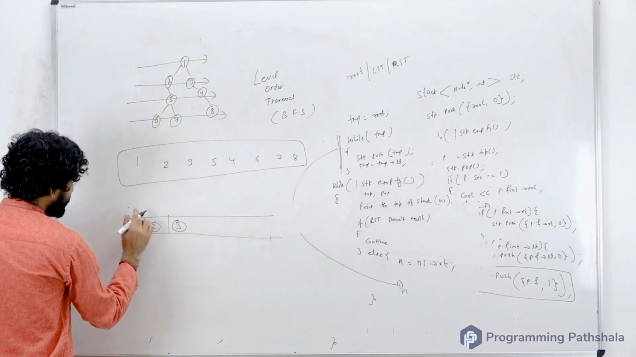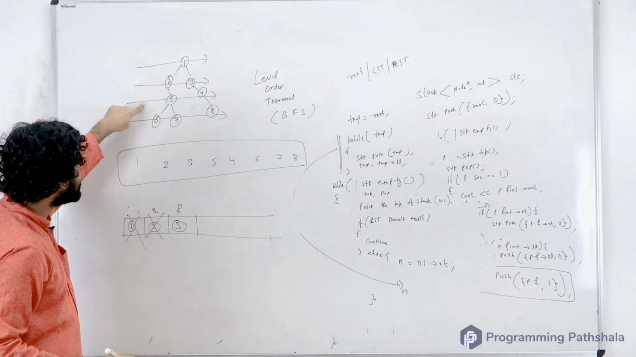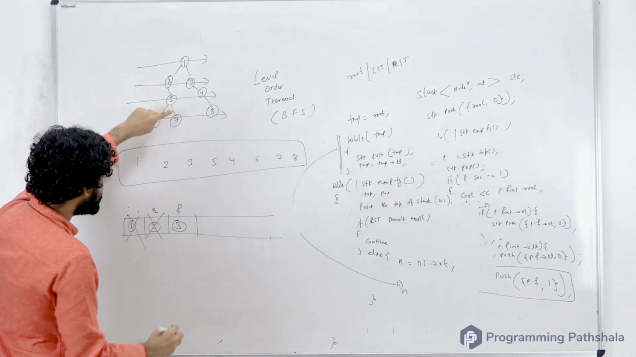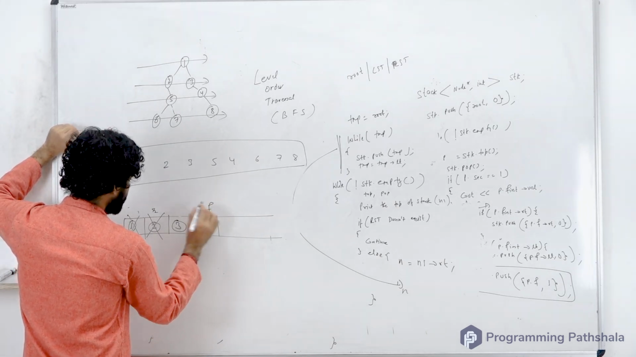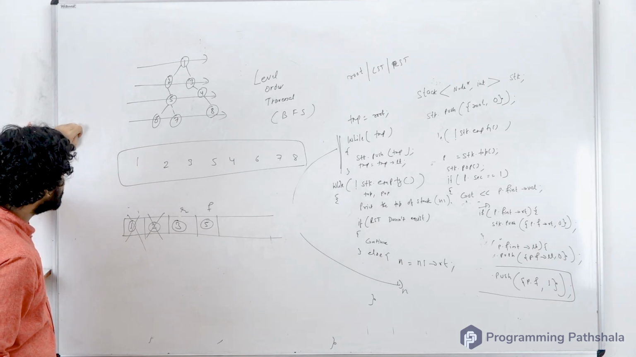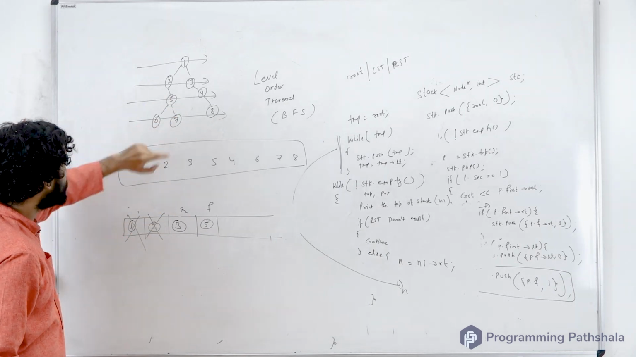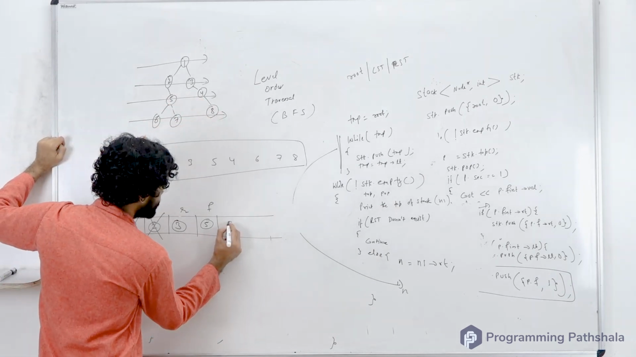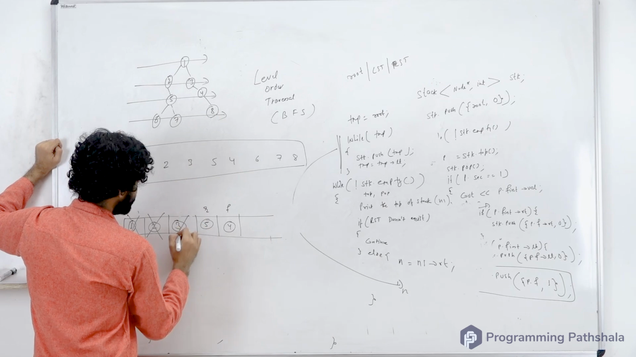So now this is your rear, this is your front. Again you pop, you check, does the left child exist? No, so do not push. Does the right child exist? Yes, push. So now your front comes here, rear comes here. Again the same thing. Now you are at this 3. For 3, does the left child exist? No. Does the right child exist? Yes, push it. So now your front comes here, rear comes here, this is gone.